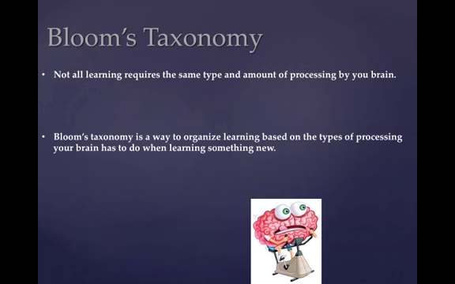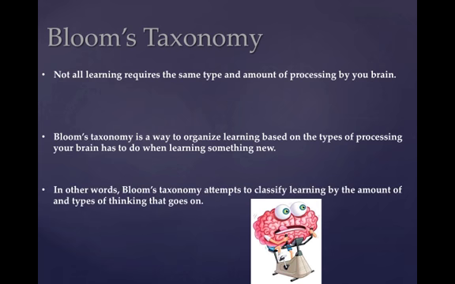So Bloom's taxonomy is a way to organize learning based on what types of processing your brain has to do when you learn something new. So when new information comes in, what do you do with it? And what does your brain have to do? And that's where Bloom's comes in, because Bloom sorts things into these categories. So in other words, it attempts to classify learning based on the amount and types of thinking that goes on.